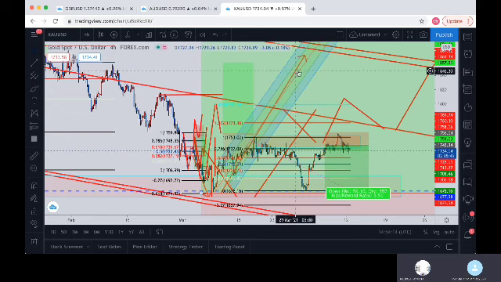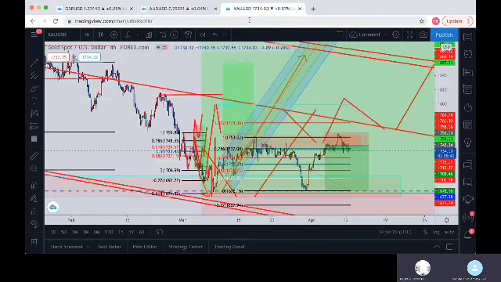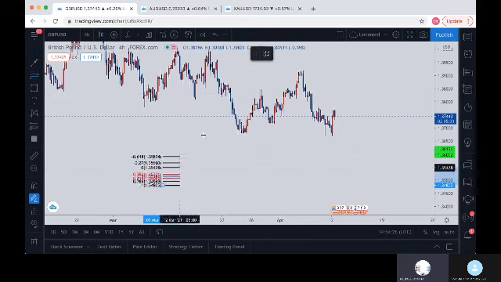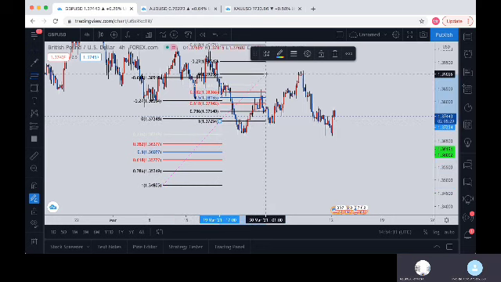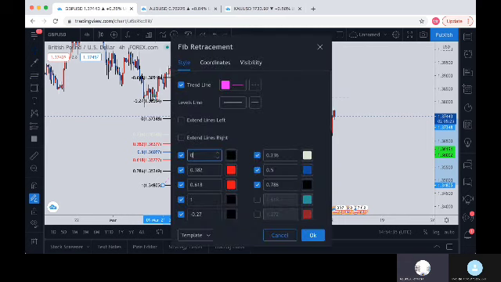Got it? Yeah, I got it. All right, so do you understand Fibonacci? Yes. All right, you could even take a screenshot right now, or a picture with your phone, so you can have the settings. Like I said, those are just my extensions. The -27 is the extension for the take profit.